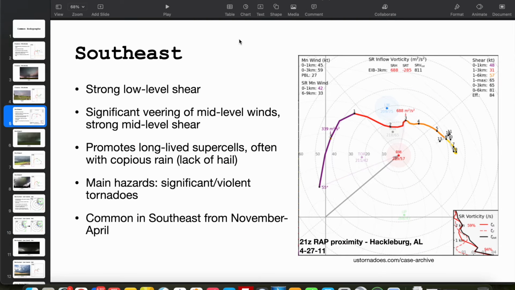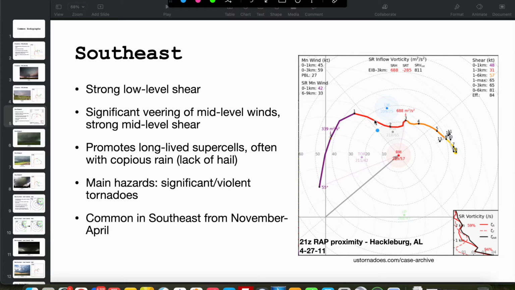So the next one we'll go through is our classic Southeast U.S. hodograph. It's going to be your Louisiana, Mississippi, Alabama, Georgia hodographs, typically from November to April. It's not commonly known that the secondary season for severe weather in the Southeast is during the winter months, November, late fall into winter, November, December, January, February, before really ramping up again in March and April.